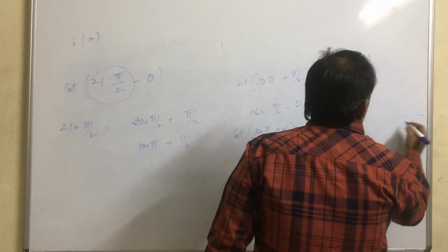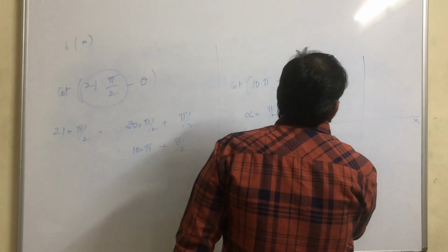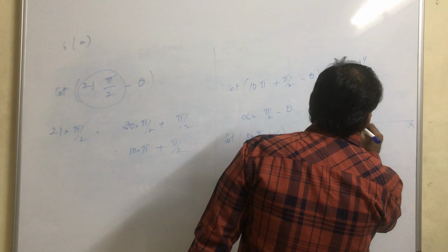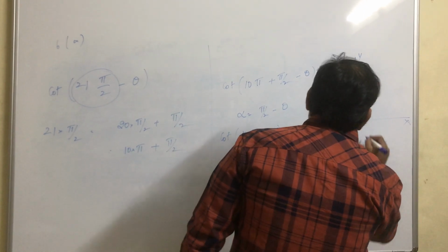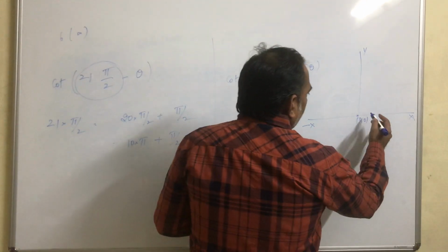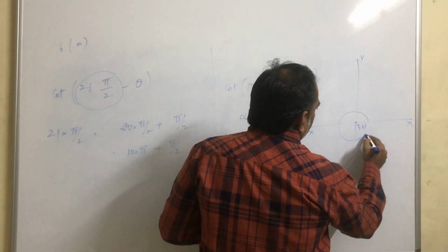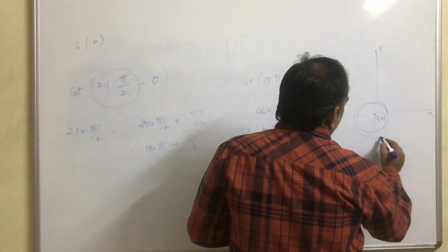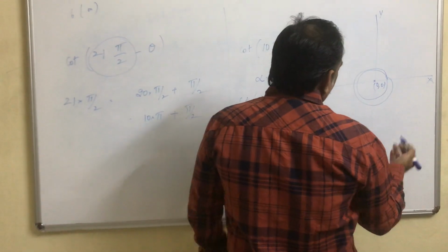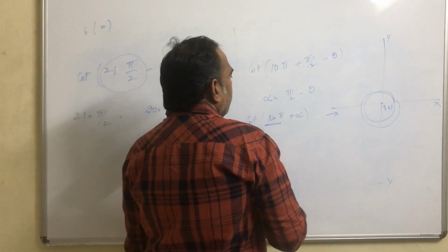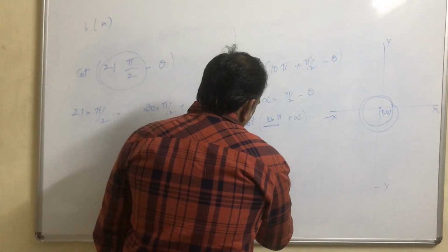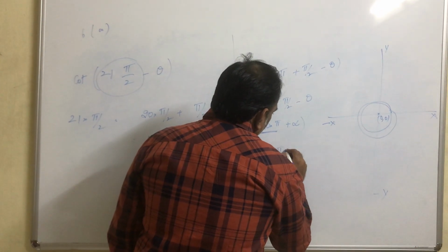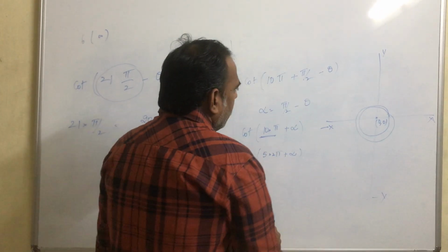Right? This is x, this is minus x, this is y, this is minus y, and this is 0 comma 0. If we make one rotation, that is 2 pi, right? If we make one more rotation, that is 4 pi, that we already saw in the previous problem, right? So this can be written as 5 into 2 pi plus alpha.